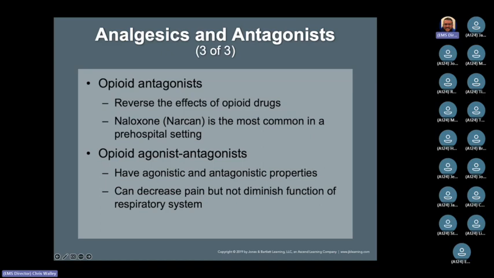We know what it does. We know it reverses the opioid drugs. And it does that by binding with those particular opiate receptors in an antagonist manner. As the result of that binding, that particular opioid molecule cannot get to the receptor, and that receptor cannot initiate its particular action. So Narcan is obviously our most common in our pre-hospital setting. It's the easiest to use. It's the easiest to give.